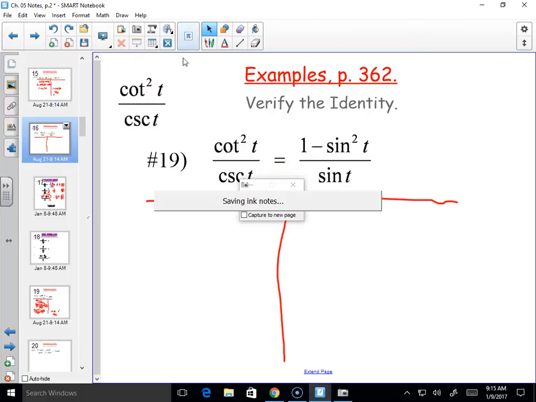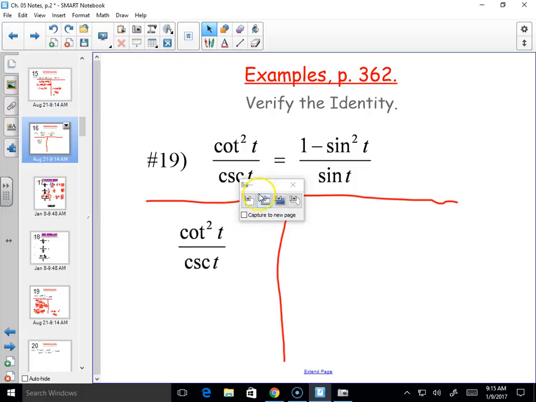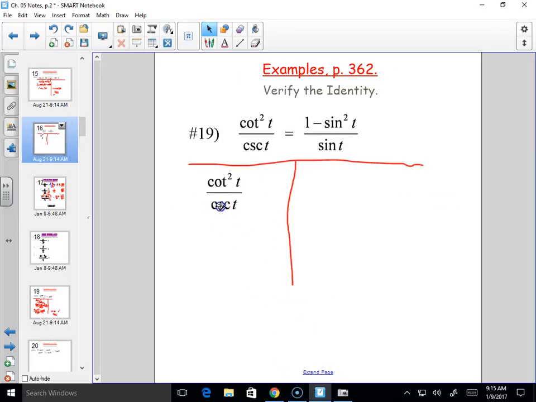I'm going to choose the left side. See, I'm just cheating. There we go. Now we still have to figure out something to do, right? Any ideas? Secant minus 1.